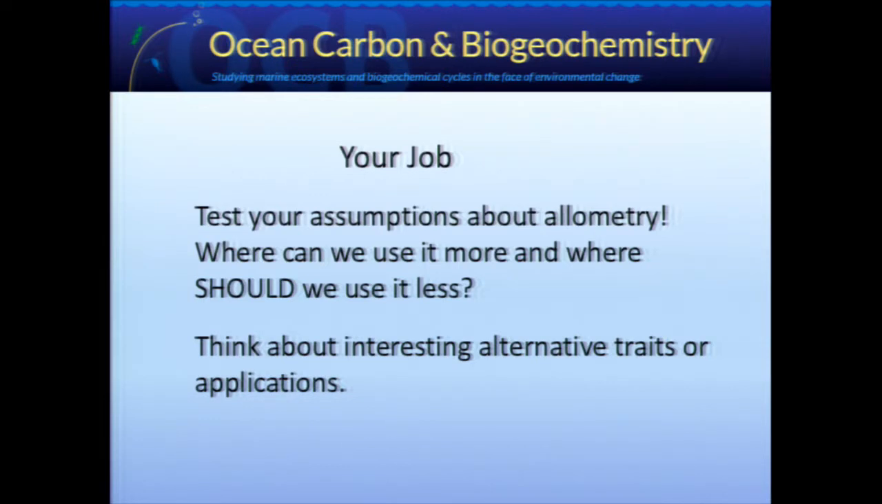So, your job, you don't have a choice because you're stuck in this room, is to think about your thoughts about allometry. Think about ways where we can use it more because it is effective, and where we should use it less. And then alternative traits or applications that could improve our understanding of biogeochemistry. And I left lots of time for questions if I've made things unclear rather than clear.